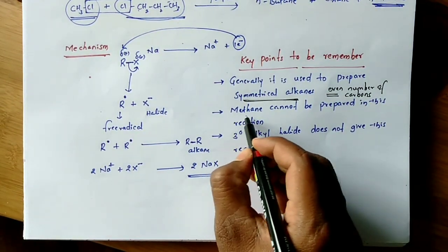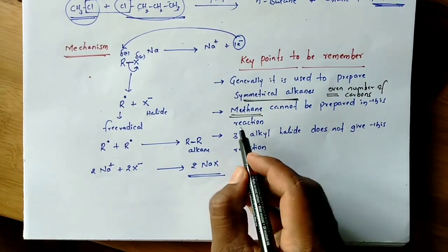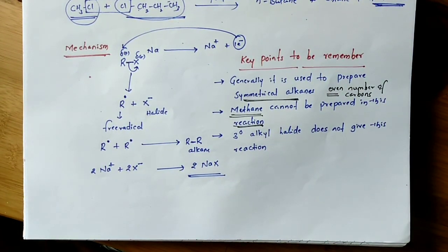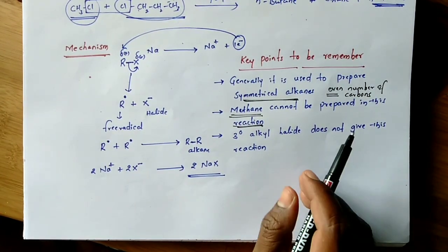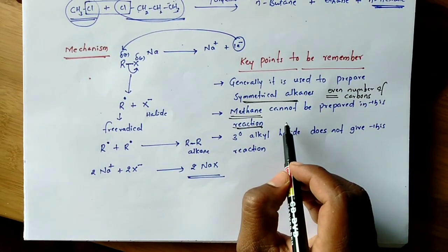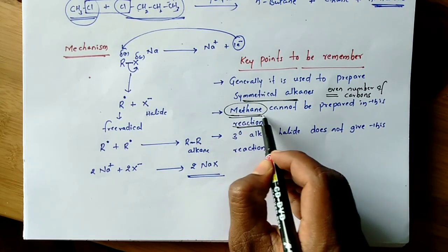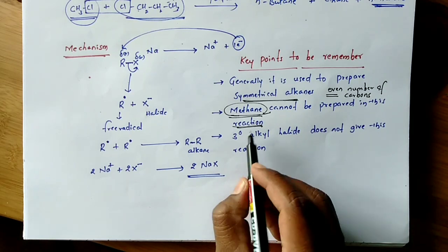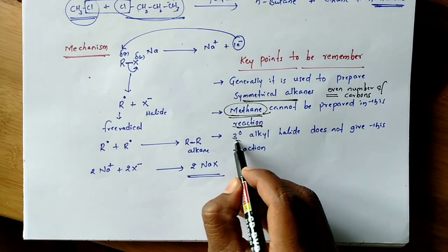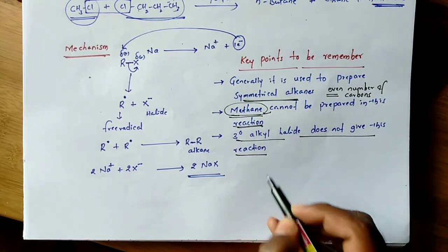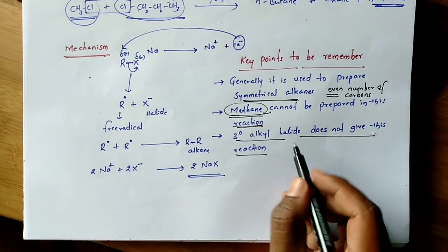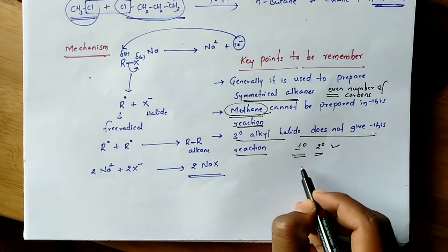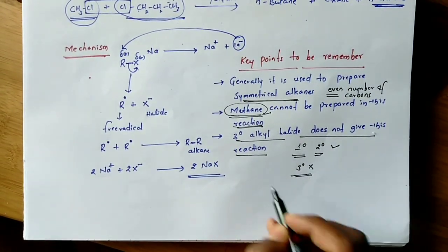And one more important thing, methane cannot be prepared in this reaction. How can we prepare it in Wurtz reaction? Because a minimum of two alkyl halides are required. So we cannot prepare methane in this method, in this Wurtz reaction. And a very important thing here, tertiary alkyl halide does not give this reaction. Primary alkyl halide can give and secondary alkyl halide can give, but tertiary alkyl halide cannot give this Wurtz reaction.